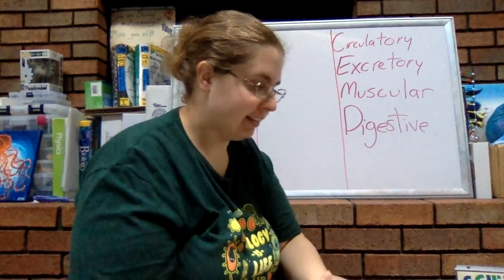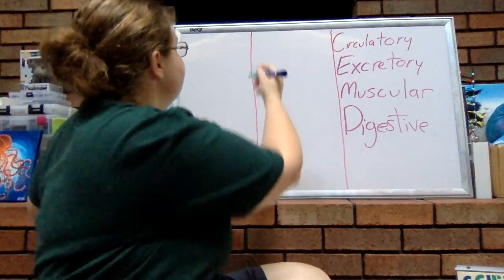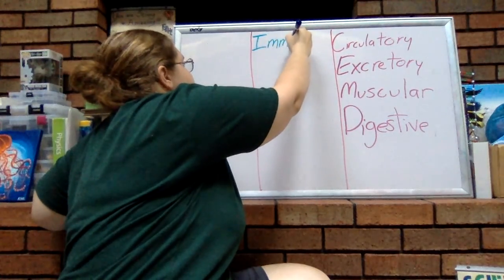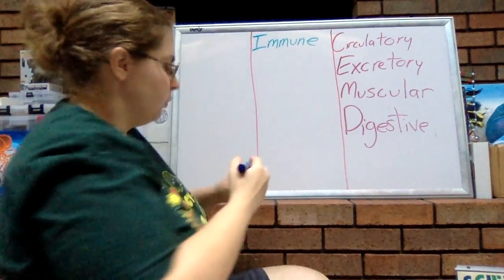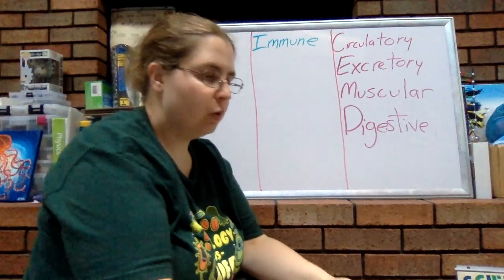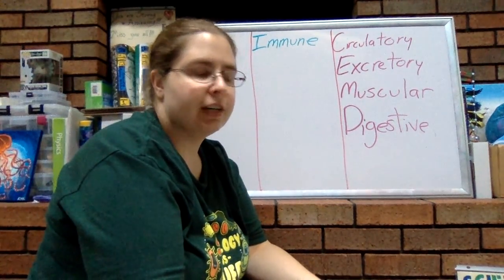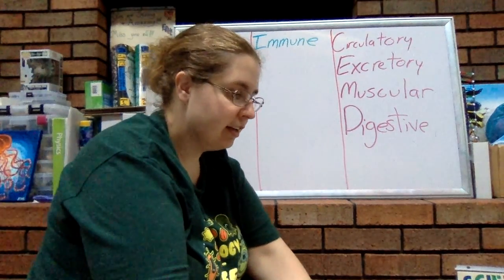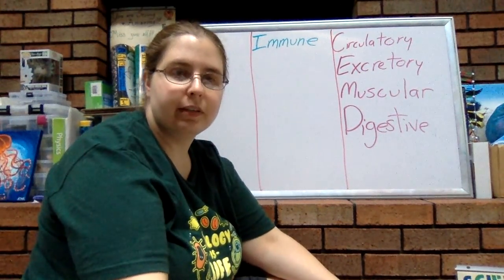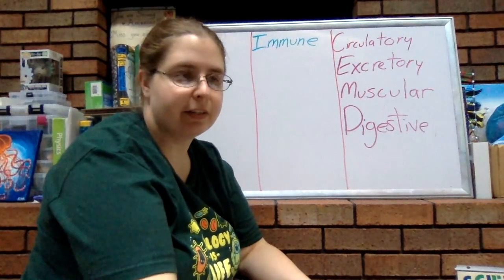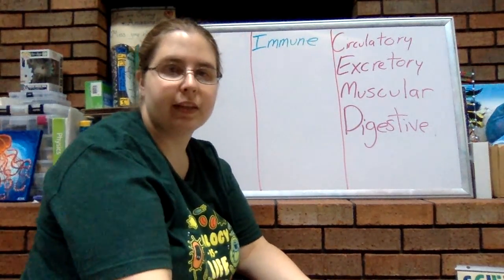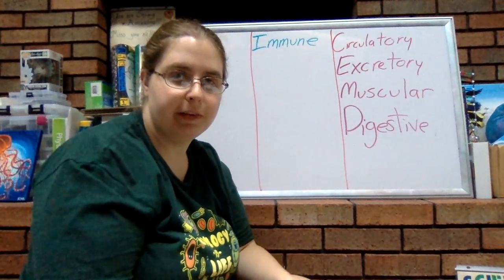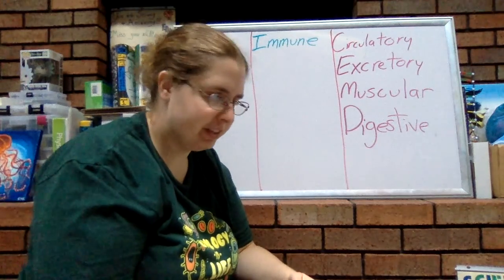All right, next, immune system. So the immune system is going to be things such as your lymph nodes, the pancreas, a few other glands and things. And what they do is they make certain antibodies or help with the white blood cells in order to protect your body from foreign invaders, such as bacteria and viruses.